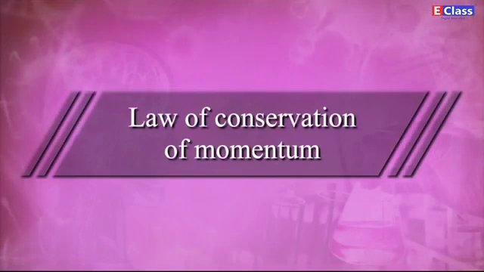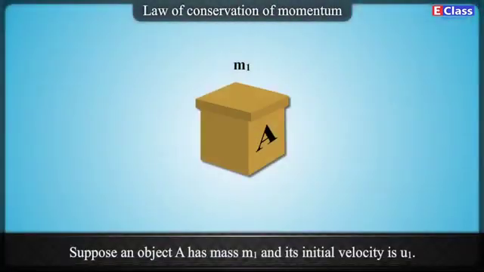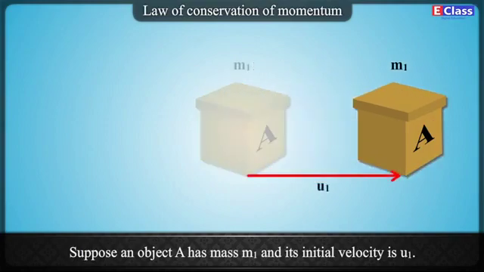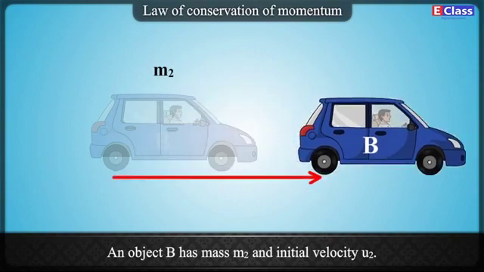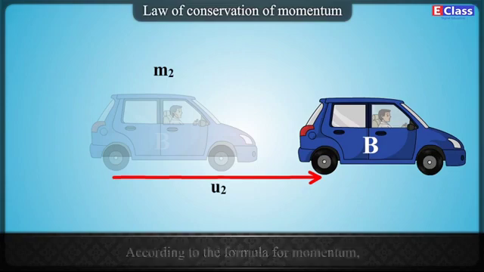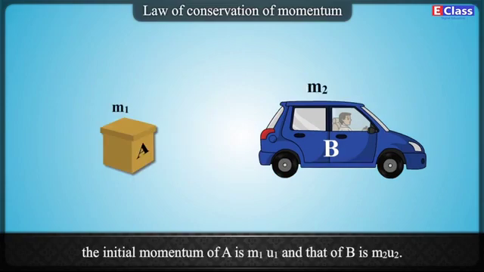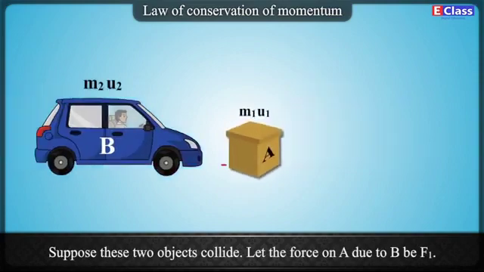Law of conservation of momentum. Suppose an object A has mass m1 and its initial velocity is u1. An object B has mass m2 and initial velocity u2. According to the formula for momentum, the initial momentum of A is m1u1 and that of B is m2u2. Suppose these two objects collide.